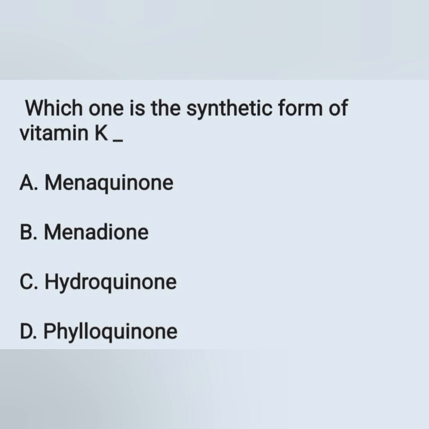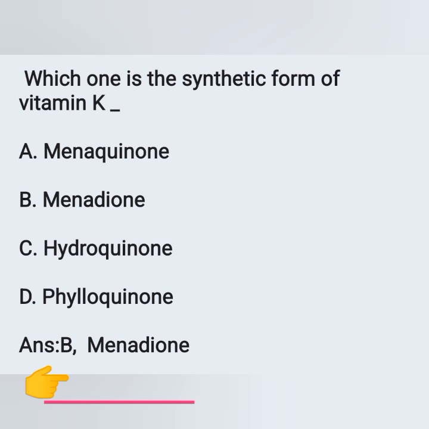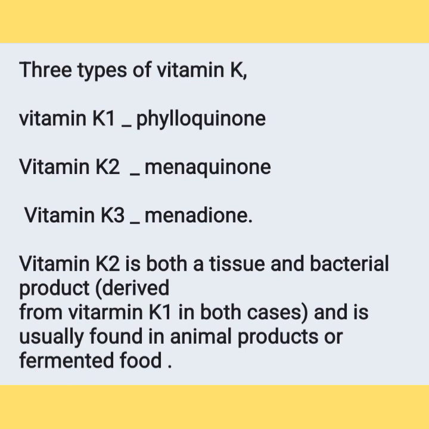Today's question: which one is the synthetic form of vitamin K? Options: Option A, menaquinone. Option B, menadione. Option C, hydroquinone. Option D, phylloquinone. Our question is, which is the synthetic form of vitamin K? And the correct answer is option B, menadione. Menadione is the synthetic form of vitamin K.